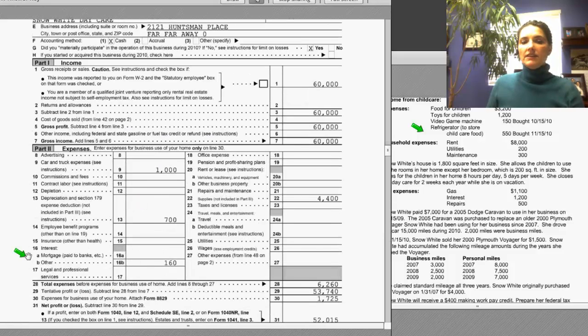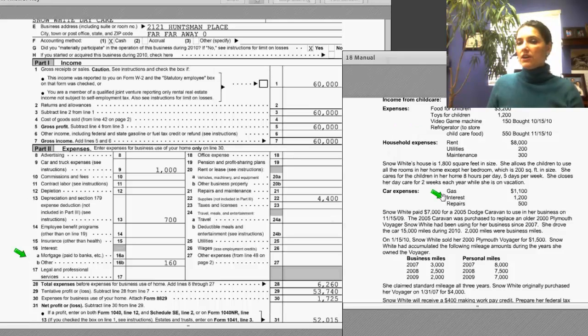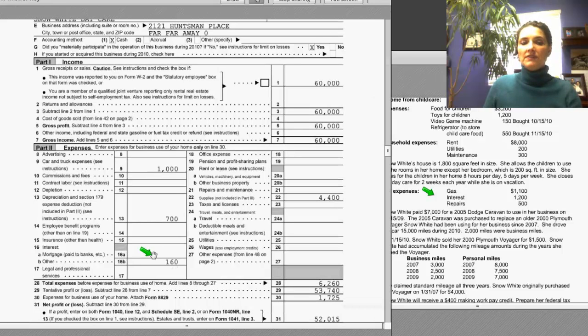The next item in line is interest. Well, where did that number come from? Well, Snow White paid interest on her car loan, and that interest is deductible to the extent that she can show that the car was used for business. So we're going to take 2,000 business miles, divide that by 15,000 total miles, and multiply that fraction by $1,200. So when we do that, we get 2,000 divided by 15,000 times 1,200. That gives us $159.9999. We round that up to $160, and we enter $160 of interest expense on line 16B.